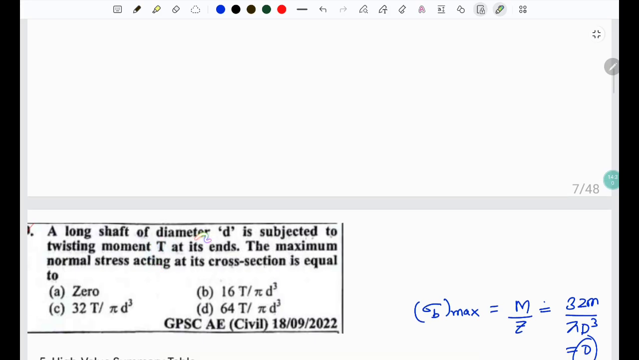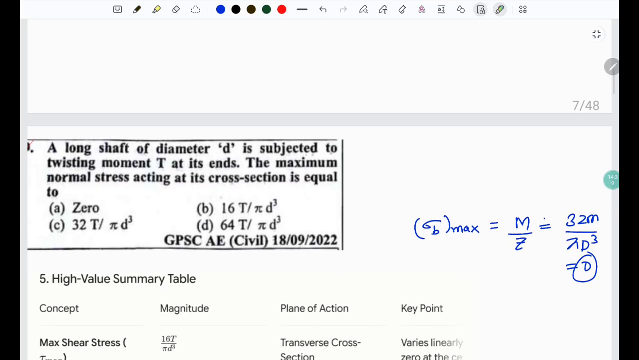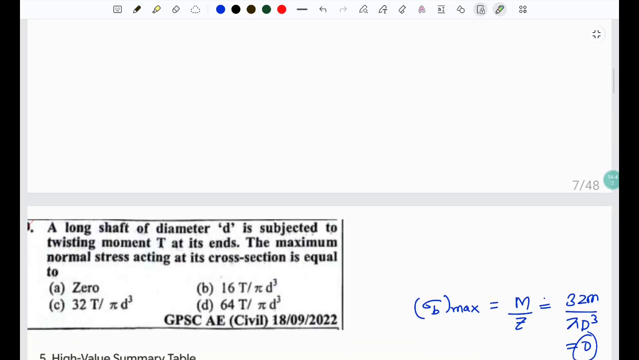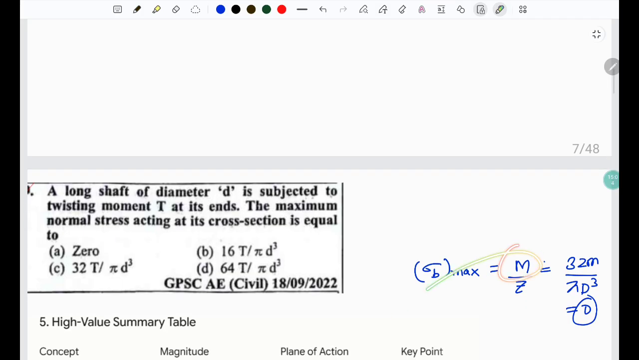Here we have a long shaft of diameter D subjected to the twisting moment T at the ends. Then the maximum normal stress acting on its cross section is equal to. So you see, for a shaft subjected to opposite twisting moment T on both ends, it only experiences the shear stress tau. It does not experience a normal stress, which will come only in case of a bending stress. Therefore, since there is no M, it is 0.